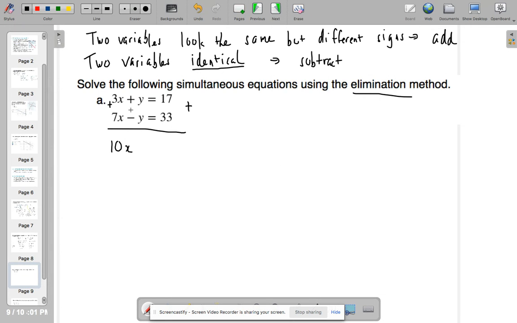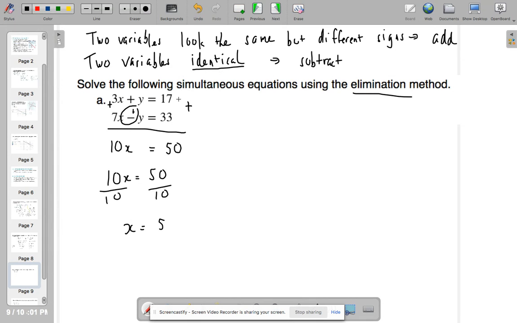Plus y plus minus y. Remember, a plus minus is effectively a minus. So y minus y is 0. Then I add the two numbers. 17 plus 33 is 50. So 10x equals 50. Now from there, that's a simple little equation. I can divide both sides by 10, and x falls out very nicely. x equals 50 divided by 10, which is 5.